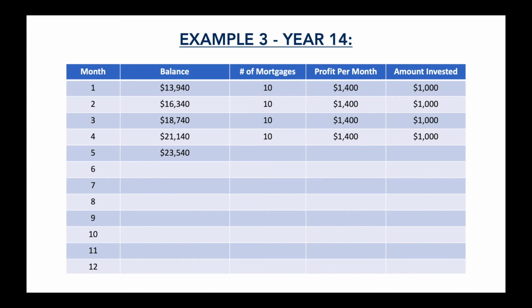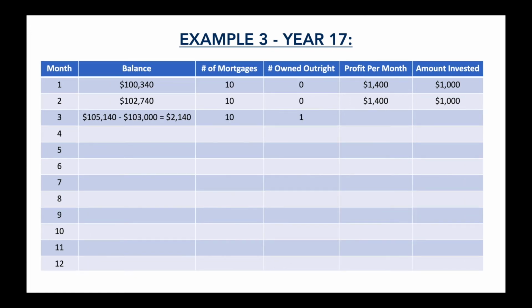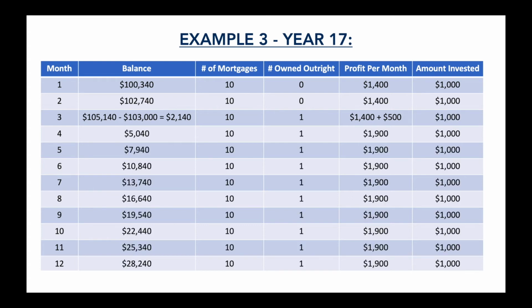And so you've saved up enough to get an 11th mortgage, but since you only qualify for 10 conventional mortgages, you're instead going to keep going and save up until year 17 when you have enough to purchase a property outright. So here we have $105,140, subtract $103,000, and you're left with $2,140. You still have 10 mortgages, but you also have one property that you own outright. Therefore, your profit per month is $1,400 from your 10 properties with mortgages, plus $500 from your one property without a mortgage. You can continue the year as you normally would do.